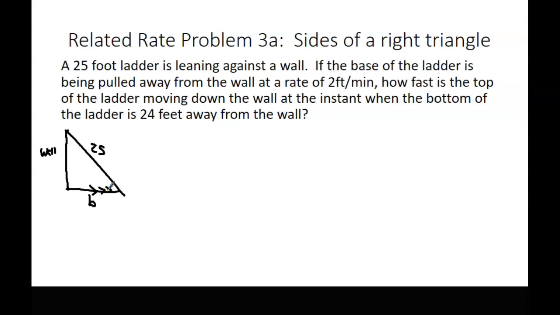Okay, so if the base of the ladder is being pulled away from the wall at a rate of 2 feet per minute, how fast is the top of the ladder moving up and down the wall at the instant when the bottom of the ladder is 24 feet away from the wall? Now they say that the bottom is 24, right? But I'm not going to write 24 here. Why? Because it's changing. I want to find how fast the height is changing when this is 24, but still it's changing. But the ladder length never changes, so I'm going to leave that as 25. So on your pictures, constants go, but variables stay as variables.